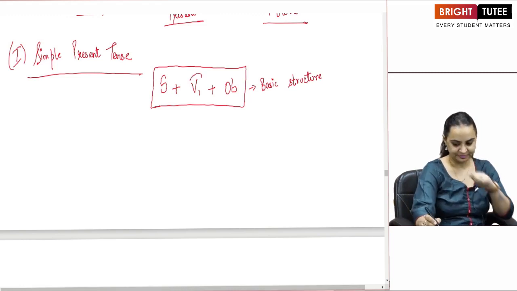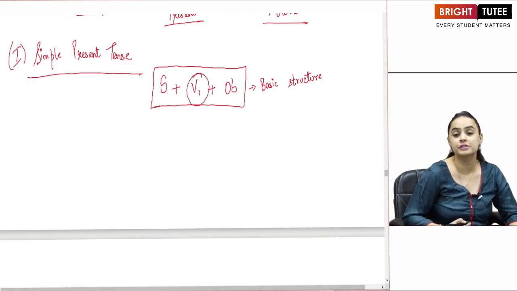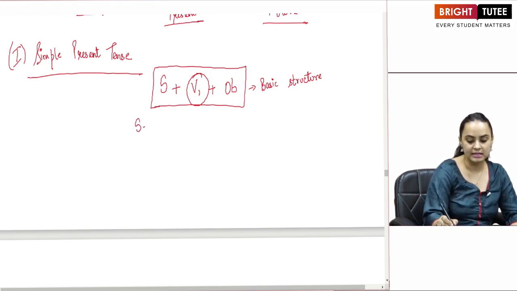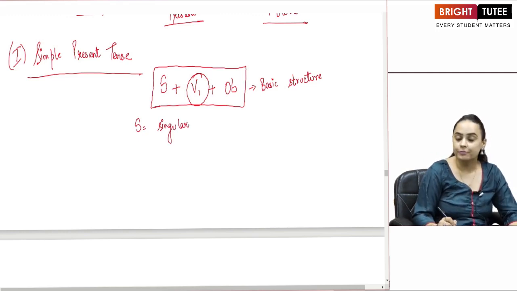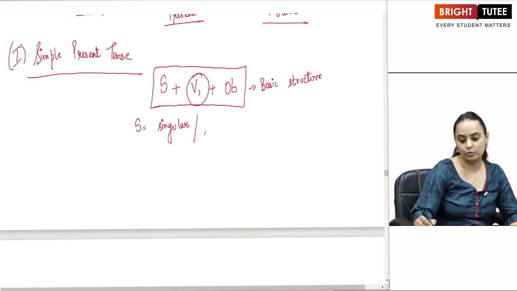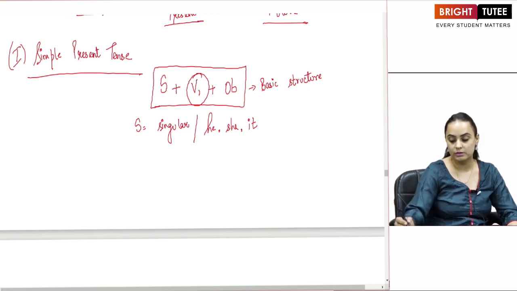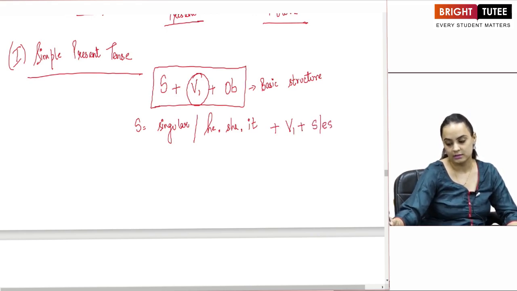Okay? We have to use the first form of the verb. Now if your subject is singular, or if we are using pronouns such as he, she or it as our subject, then what will be the rule? The first form of the verb plus s or es, plus the object.